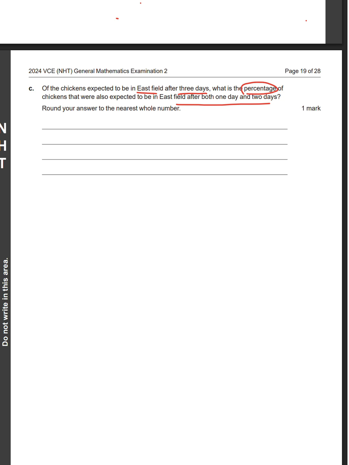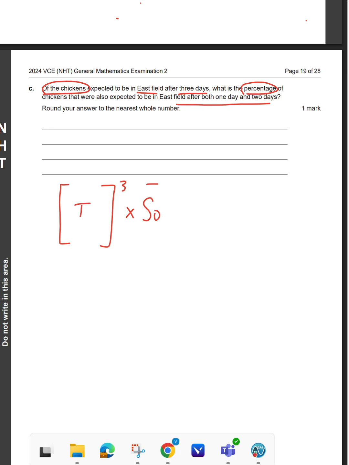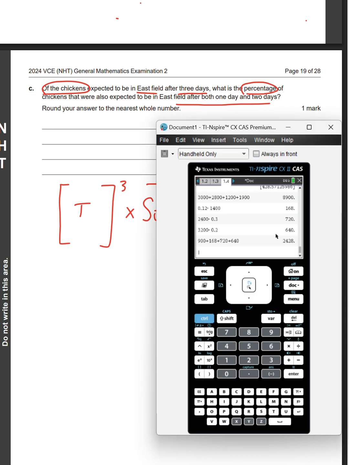Okay, so firstly, we need to find out how many of them are there on the 3rd day. So that's just going to be our transition matrix times our initial matrix with our transition rates to the power of 3. So we're just going to have to put that in. That is a 4x4. Okay, so we've got 0.3, 0.14, 0.24, 0.32.